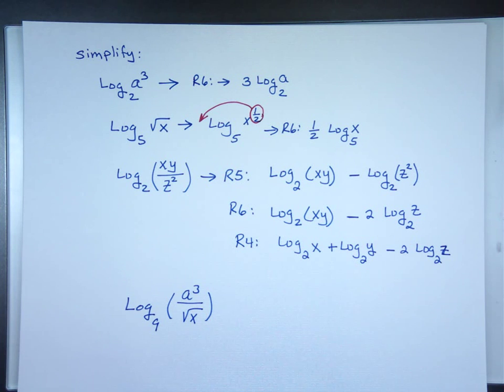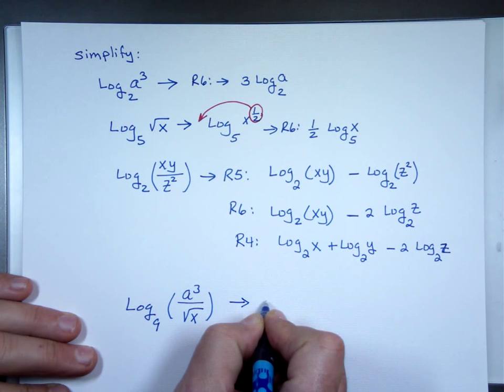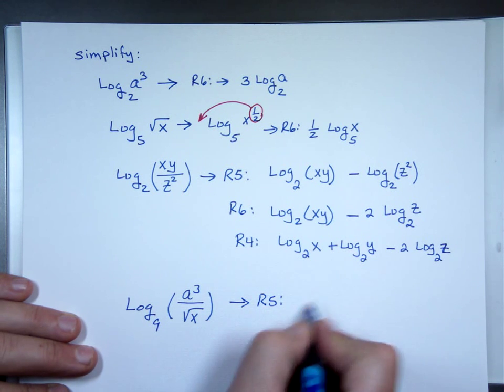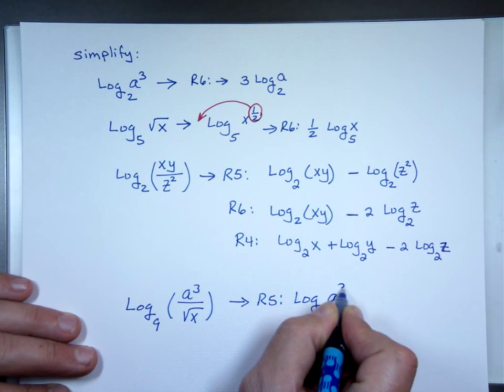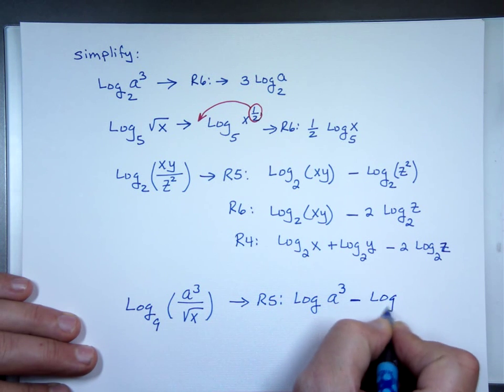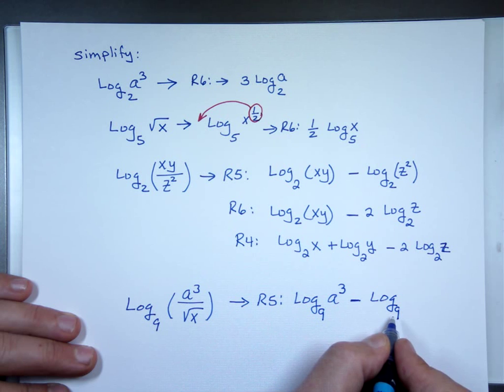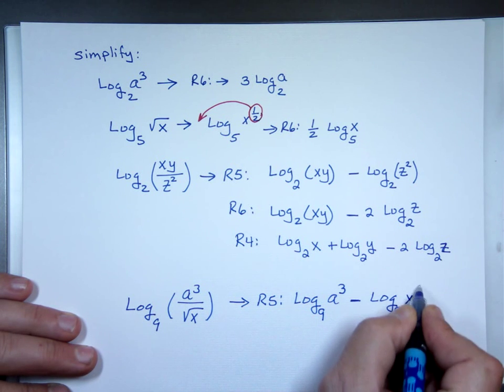Rule 5, you said? Yeah. Okay. So rule 5, which is division, says the log of a cubed minus the log base 9, I forgot the 9 here. And I can make the square root what? X to what power? 1/2. 1/2, yes.